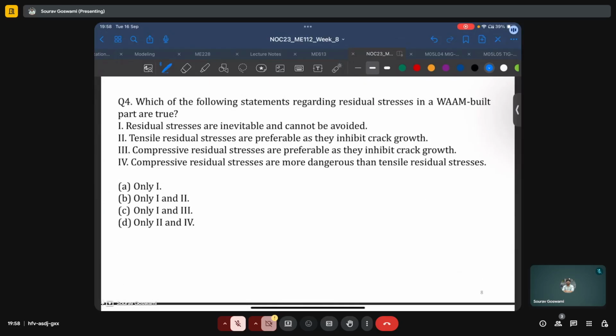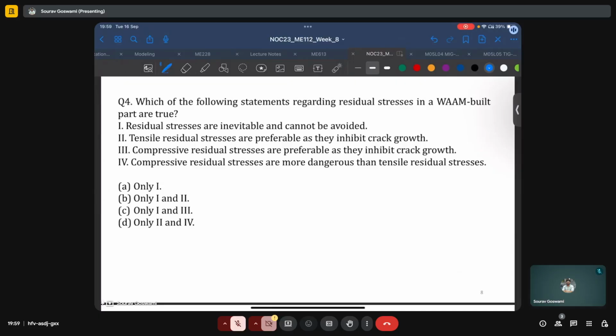Which of the following statements regarding residual stresses in a warm built part are true? Residual stresses are inevitable and cannot be avoided. Tensile residual stresses are preferable as they inhibit crack growth. Compressive residual stresses are preferable as they inhibit crack growth. And compressive residual stresses are more dangerous than tensile residual stresses.